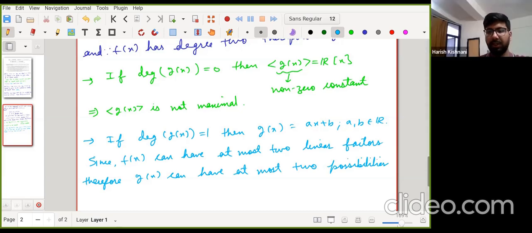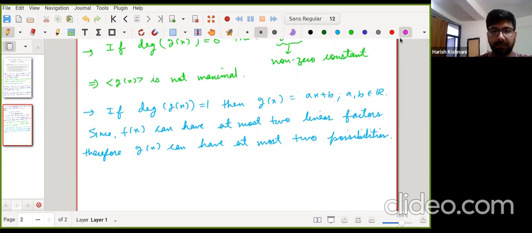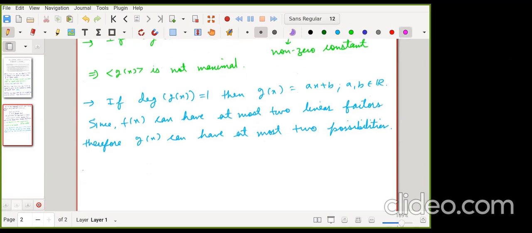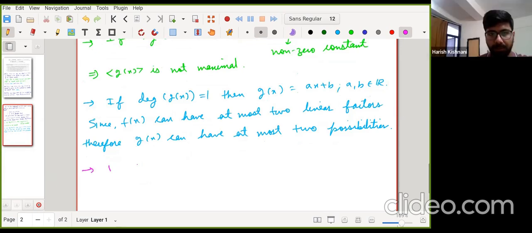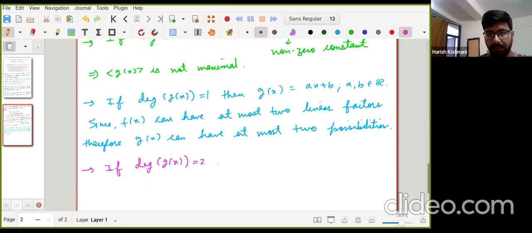Okay, so there are 2 possibilities in this case. And what if g(x) has degree 2? So the degree of g(x) is equal to 2, then f(x) is also a degree 2 polynomial, g(x) is also a degree 2 polynomial. So g(x) is nothing but some c times f(x).